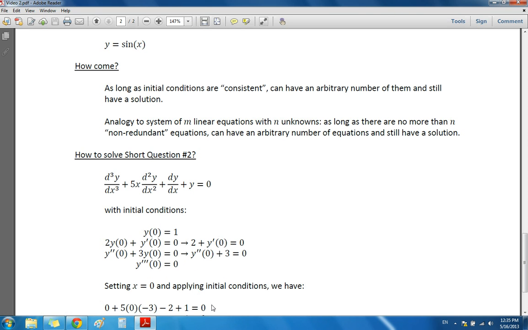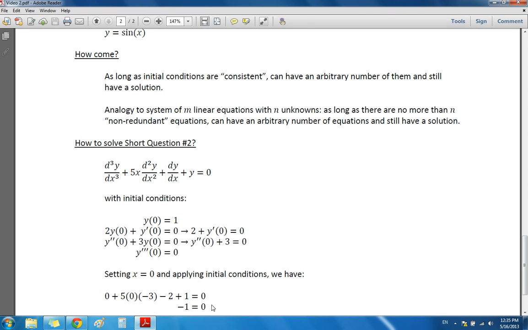And if we simplify the left-hand side, we see that we have to have negative 1 being equal to 0, which is never going to happen. So we can conclude that there is in fact no solution to this differential equation without even having to solve it.